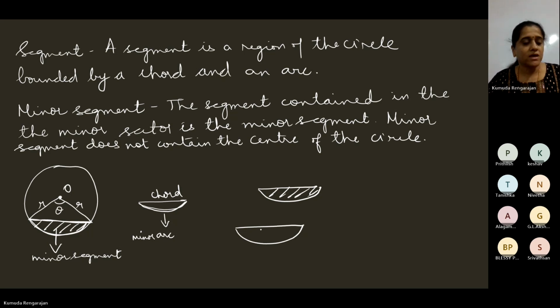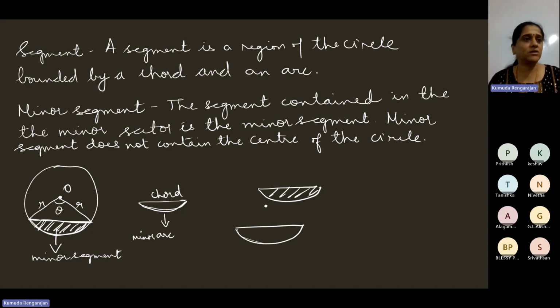Now, the minor segment will be a part of the minor sector. You can see that the minor segment does not contain the center of the circle. See, this is the minor segment. The center of the circle is outside here somewhere. The center of the circle does not lie inside the minor segment. So the minor segment does not contain the center of the circle.